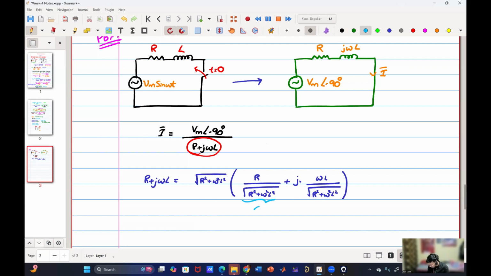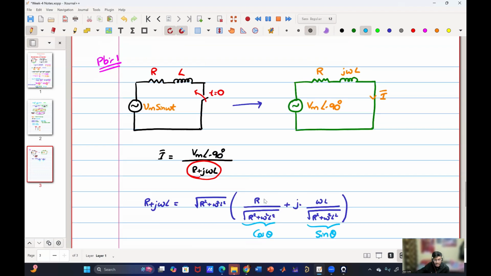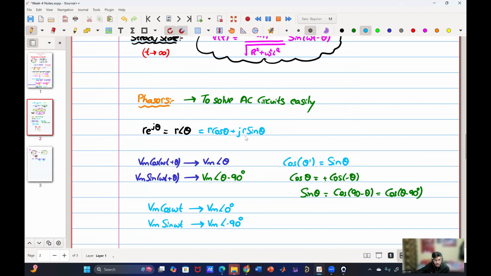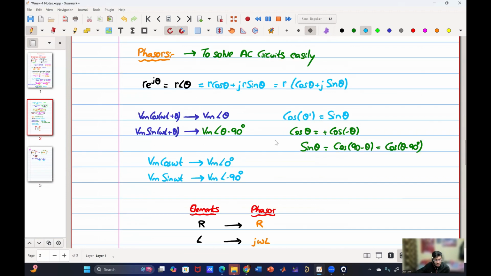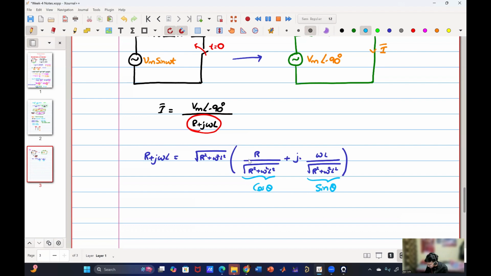So I'll write this as cos theta and this as sin theta. Now it has become the square root term into cos theta plus j sin theta. So this can be written as the magnitude angle theta according to the definition. The entire denominator can be written as square root of R square plus omega square L square angle theta, where tan theta is sin theta by cos theta, which is omega L by R. So is this clear?